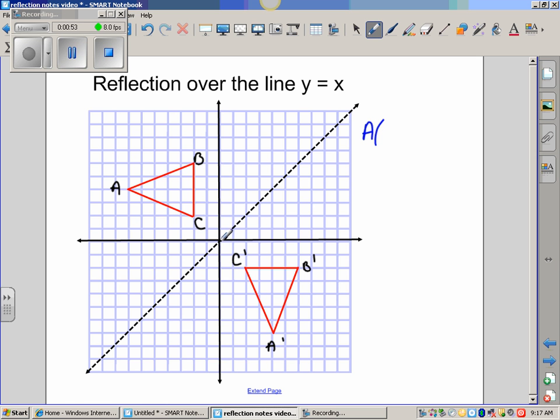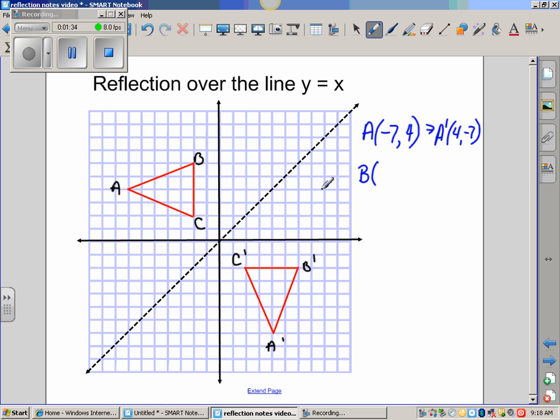Let's start off with A. So we're going to start at the origin. We are going to walk 1, 2, 3, 4, 5, 6, 7. Negative 7. And then climb 1, 2, 3, 4. So coordinate A is at negative 7, positive 4. Now let's compare that to its image, to A prime. Start at the origin. 1, 2, 3, 4. 1, 2, 3, 4, 5, 6, 7. So we get the coordinate 4, negative 7.